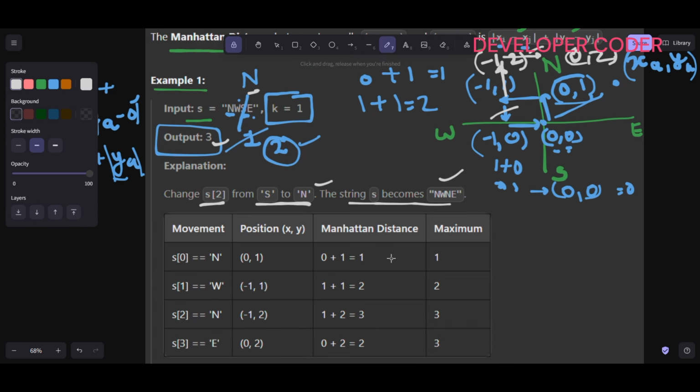So here the first Manhattan distance is 1, maximum. Keep tracking the maximum, then next time -1 -1, so we are going to get 2. Maximum is this, then we change this to north from south, so now we are getting 3 Manhattan distance, max 3. Then we move to east, only one we can change, right? So here we are getting 2. So here it is going to remain 3, right? This is clear what we are doing, right? So this is what we are doing in this example.